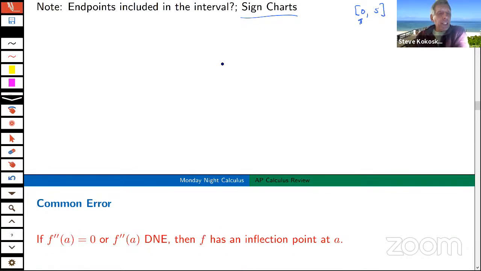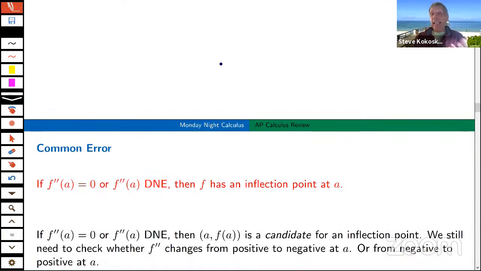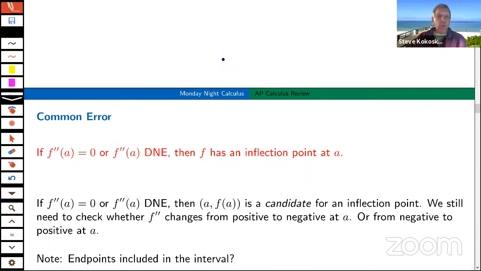All right. Similarly here, Curtis, if f double prime of a is equal to 0 or f double prime of a doesn't exist, then f has an inflection point at a. Well, that's not true. That makes a candidate. I used to call these nominees. They are candidates for inflection points. And we still need to see if f double prime changes sign from positive to negative or vice versa.